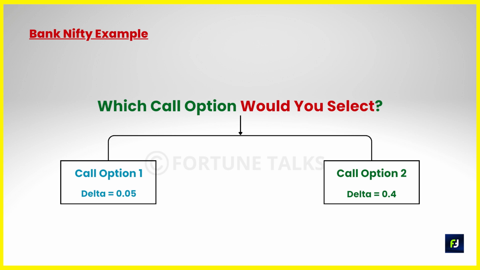Now, assume there are two call options and you need to decide which one to buy. The first call option has a delta of 0.05 and the second call option has a delta of 0.4. Now tell me, which call option strike would you select and why? Now let's do the math and find out the better option.